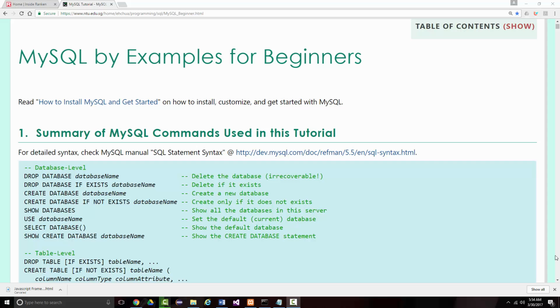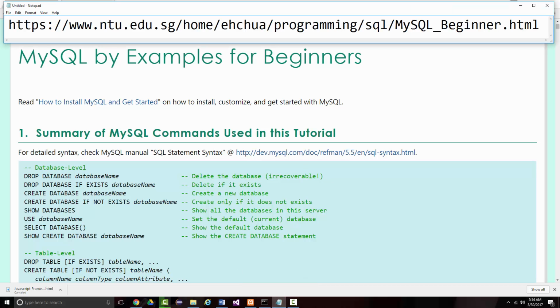This is Jeff Scott of Rankin Technical College, continuing on in my quest talking about databases. Now, in particular, I'm transitioning over to MySQL, and I'm going to be looking at this document that's about 40 pages or so in length. It's called MySQL by Examples for Beginners. What you see at the top of the screen is the URL in which this particular document is located.